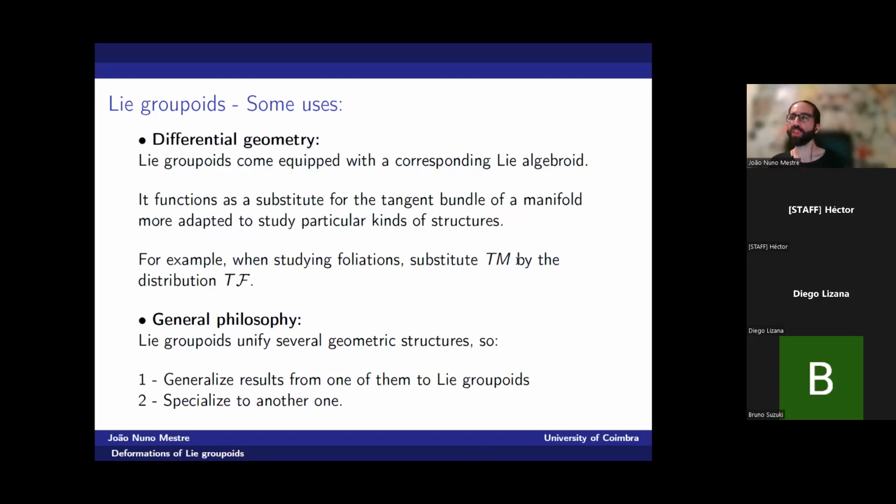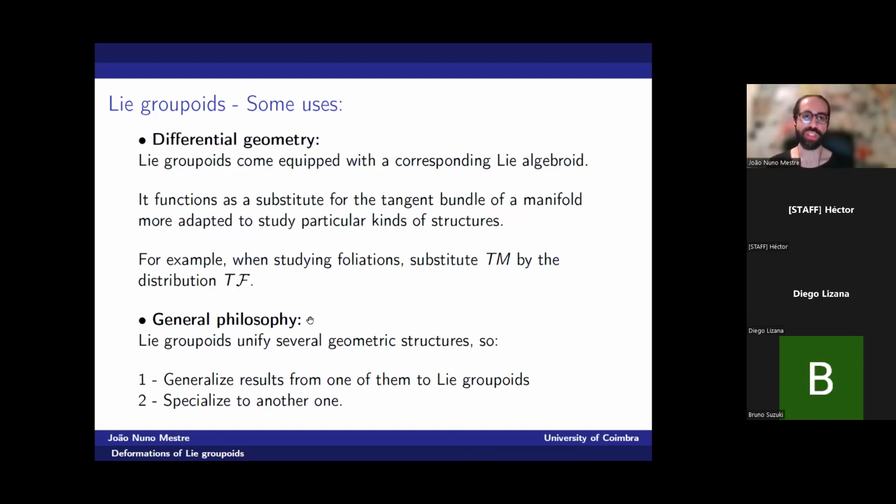This has a Lie bracket in the space of sections, and it will substitute TM very well for many purposes. For example, there's foliated cohomology instead of just the de Rham cohomology, and so on. You can do a lot of geometry with TF instead of TM.